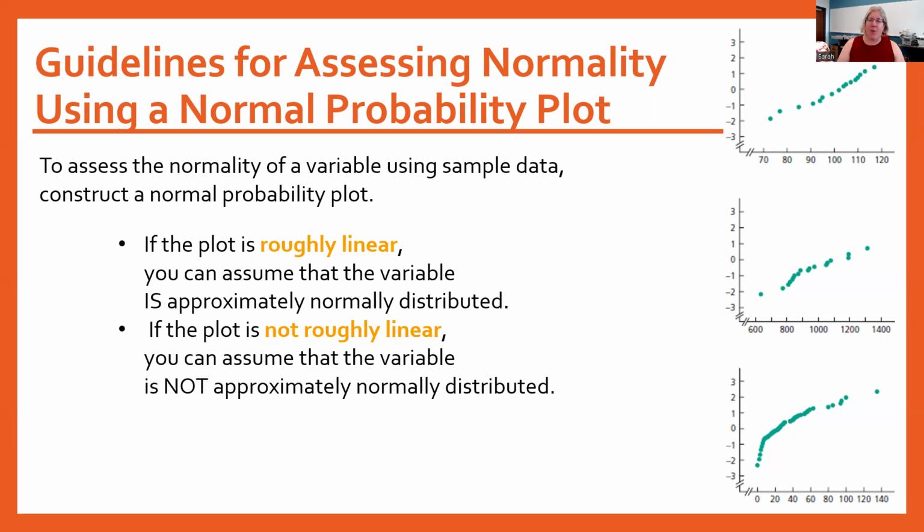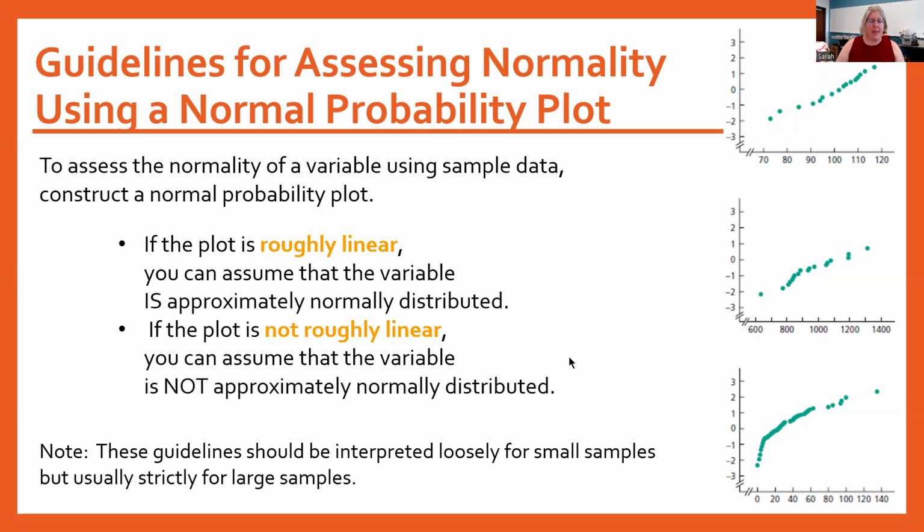If it's not roughly linear, so if it's curved or bumpy or something like that, then you're going to assume that it's not normally distributed. So the things that we've learned in this chapter are not applicable to that data set. You'd have to look at a different way of finding those probabilities, and that's something that's covered in a different or more advanced class.